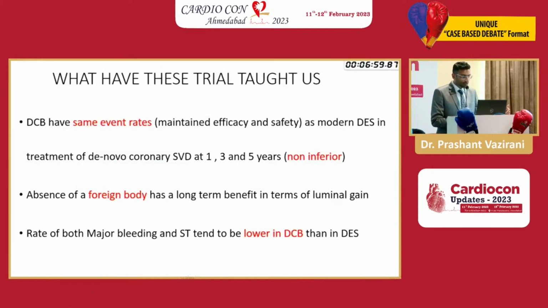So what have these trials taught us? That DEB have the same event rates, maintained efficacy and safety as the modern DES in treatment of de novo coronary small vessel disease at 1, 3 and 5 years. The absence of a foreign body has a long-term benefit in terms of luminal gain. And the rate of both major bleeding and stent thrombosis tends to be lower in DCB than in DES.